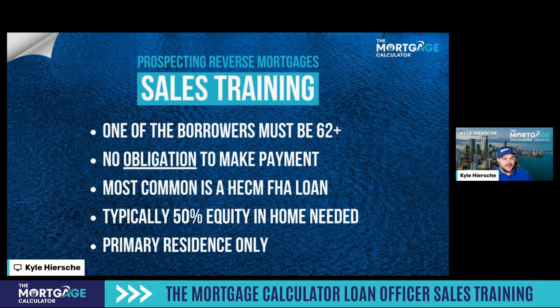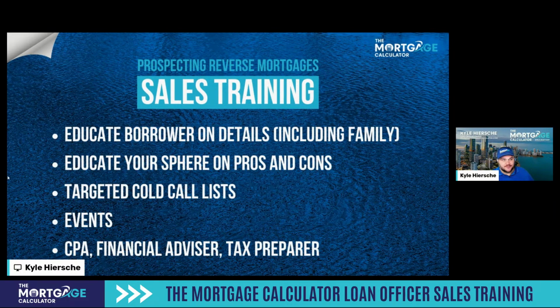As soon as they move out, or there is no making it into a second home or an investment property or allowing a family member to live there instead of you, it's primary or nothing. So just make sure when we're talking to our borrowers that they understand that. Now, let's talk about how we can go about selling these reverse mortgages.